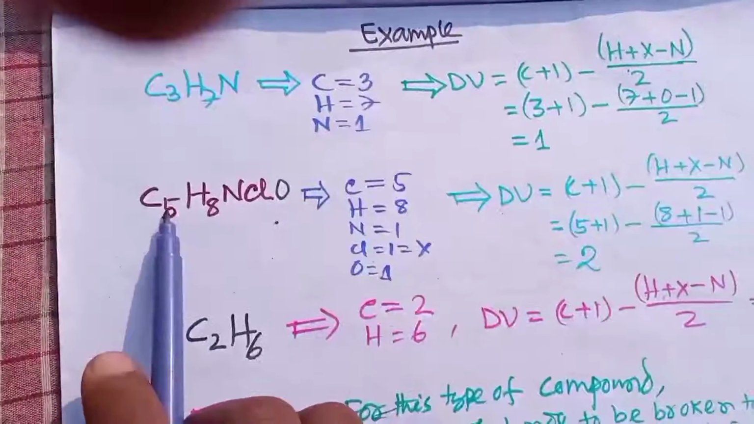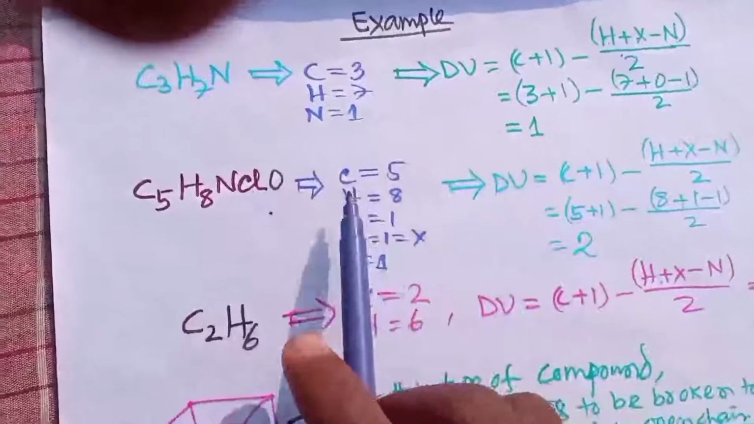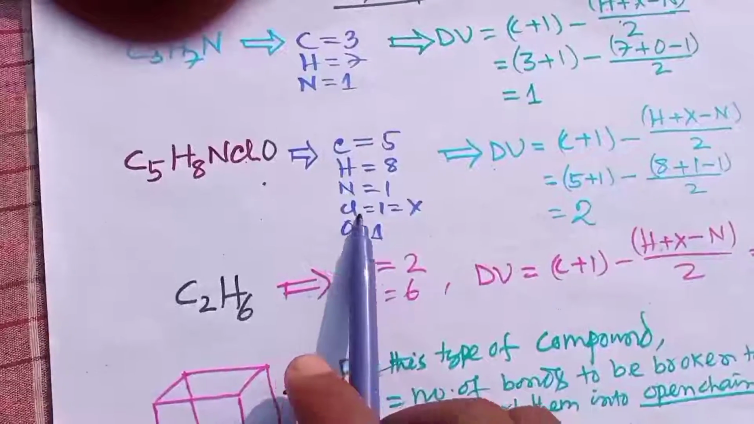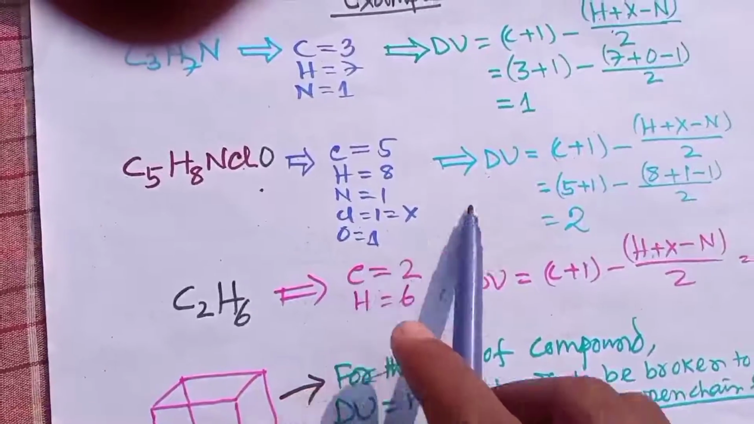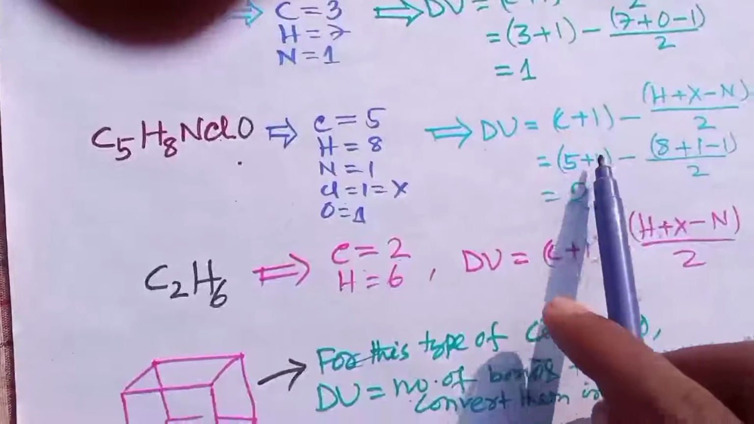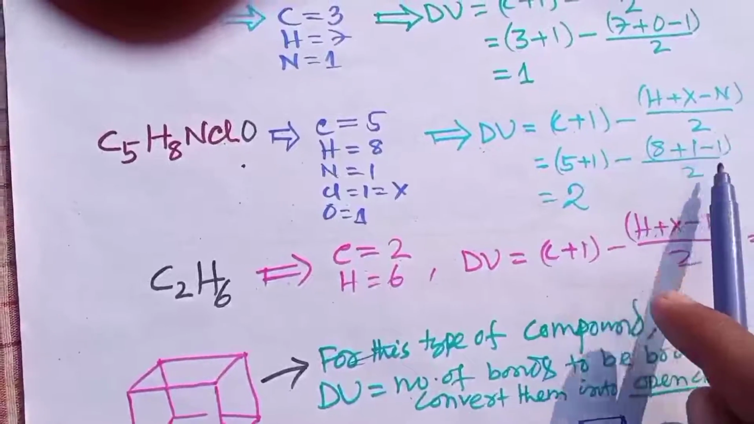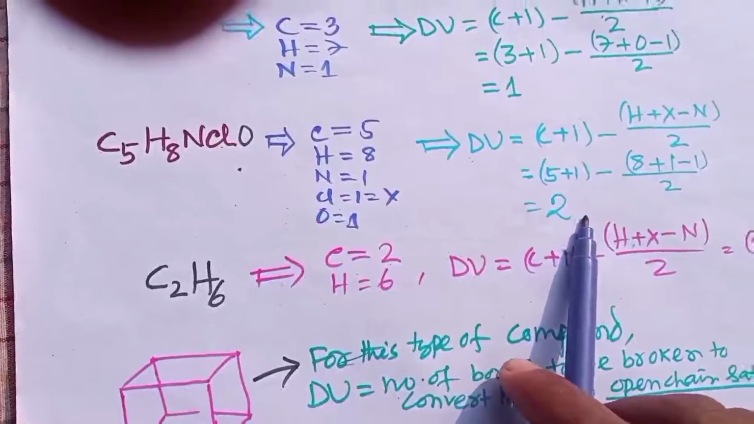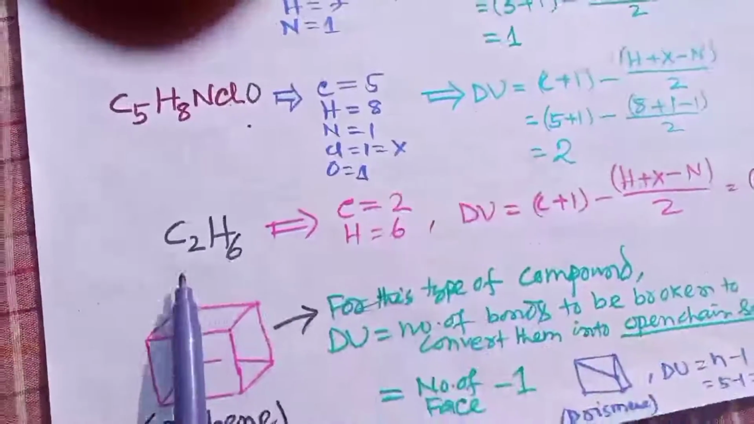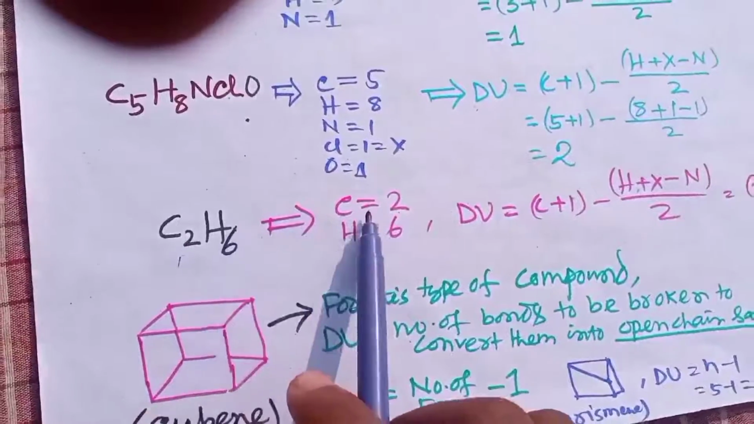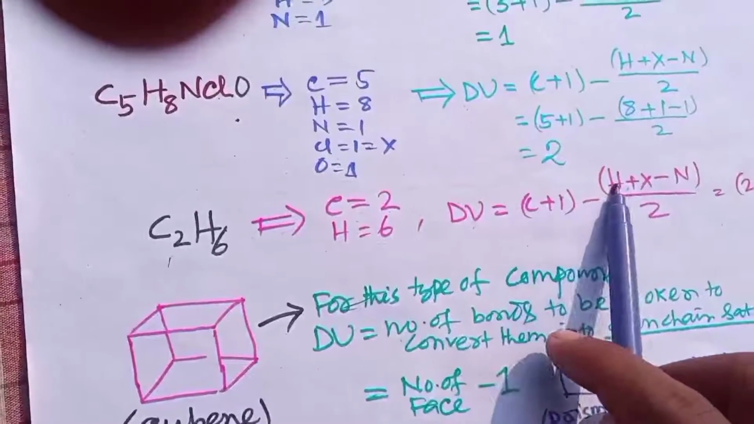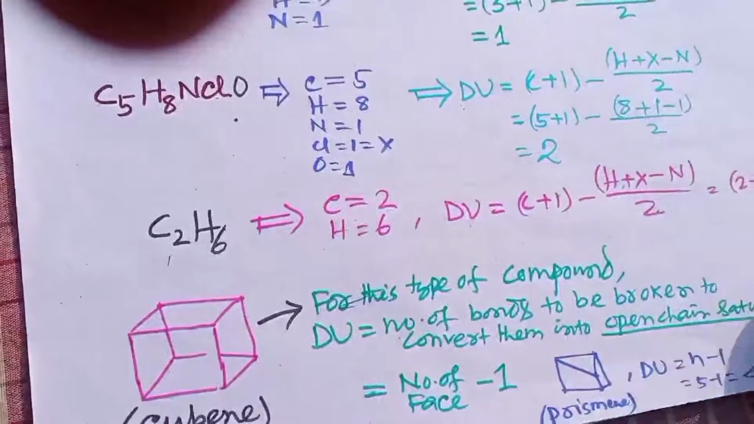Similarly for this compound C5H8NClO, number of carbon atoms 5, number of hydrogen atoms 8, number of nitrogen 1, number of chlorine atoms 1, number of oxygen 1. So DU will be C plus 1 minus (H plus X minus N) by 2. So that will be 5 plus 1 minus (8 plus 1 minus 1) by 2, that will be 2. Please note that the oxygen atom is neglected for DU calculation. So for a compound like C2H6, number of carbon is 2, number of hydrogen is 6. So DU will be C plus 1 minus (H plus X minus N) upon 2. So that will be 0.